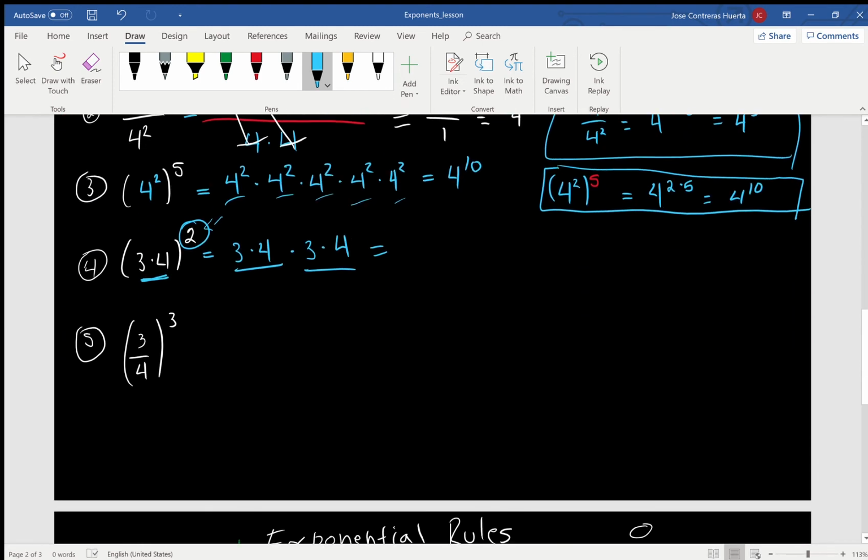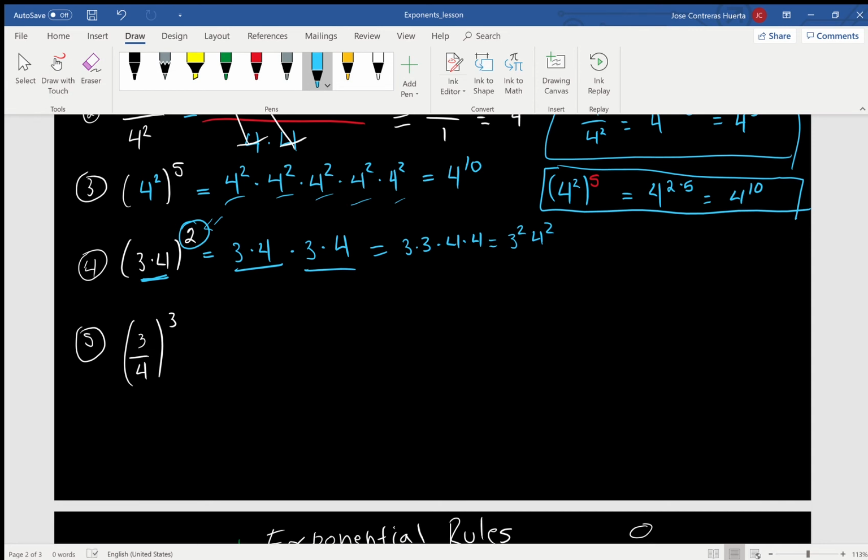So how many 3's do I have? Well, we have 2 3's and then we have 2 4's. And remember, I can move them around. 3 times 3 is 9, and then 4 times 4 is 16. 16 times 9 is the same thing as 9 times 16. It gives you the same answer. And we can write this in exponent form. So this is 3 squared and 4 squared.